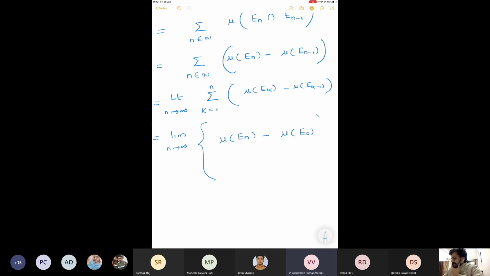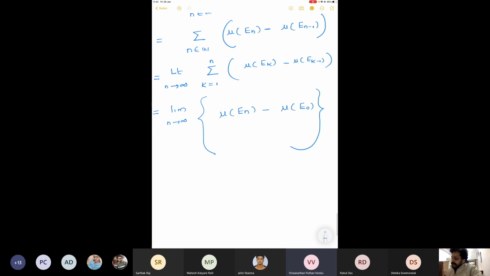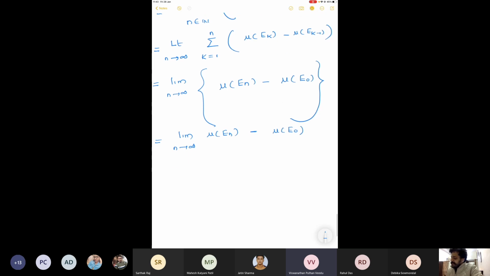Mu of E naught. Okay. This is like a telescopic sum in which many terms get cancelled. And the second term is a constant, nothing to do with the limit. Limit n tending to infinity of mu of En minus mu of E naught. E naught I assume to be the null set, so this is zero. Limit n tending to infinity of mu of En, and we are done.